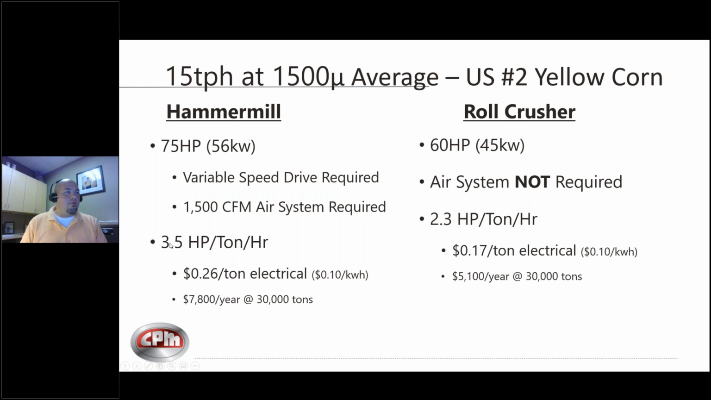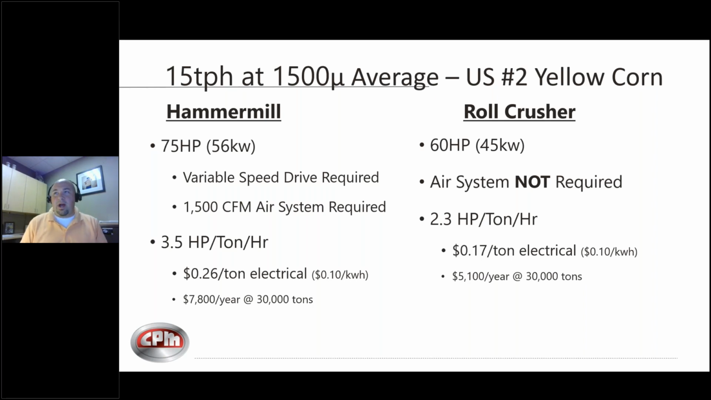Your 3.5 horsepower per ton per hour as compared to 2.3 horsepower per ton per hour. Some people might not think that's a lot, but I went ahead and did the math for you. If you are paying 10 cents a kilowatt hour and you're only grinding about 30,000 tons a year, that's still a difference of a little over $2,000 in electricity you're saving. Is it huge? No, but again, it's going to add up. And that's only grinding 30,000 tons.